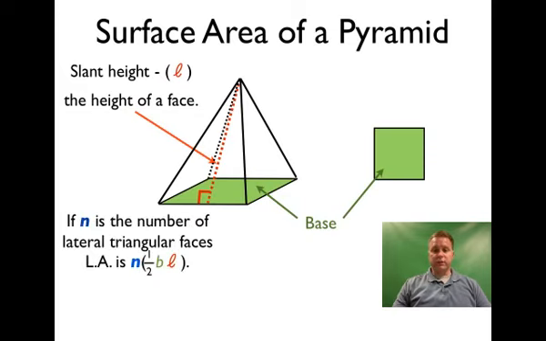How do you find the area of a square? Well, let me come back to that, sorry. If n is the number of lateral triangular faces, so the triangles, then the lateral area is n, which is the number of faces, times 1/2 base times the slant height, because the faces are triangles. So remember, our formula for the area of a triangle is 1/2 base times height. Well, in this case the height is the slant height.